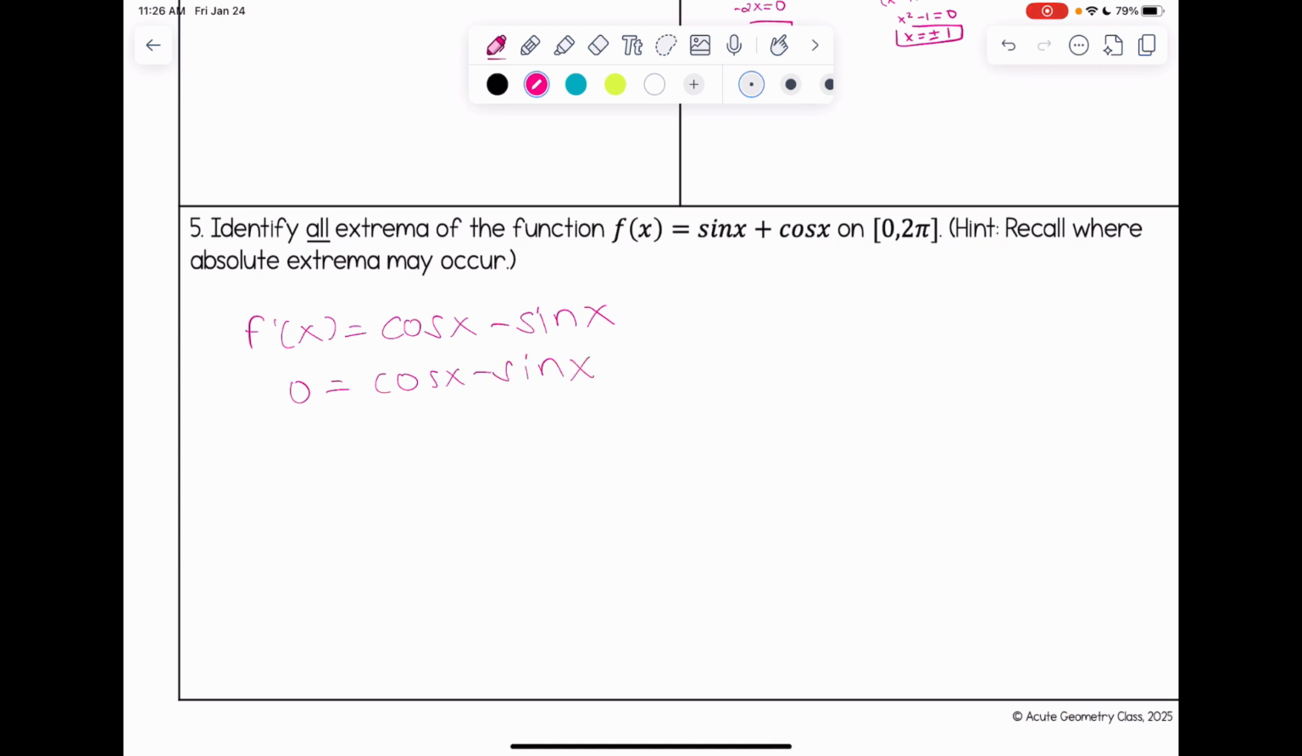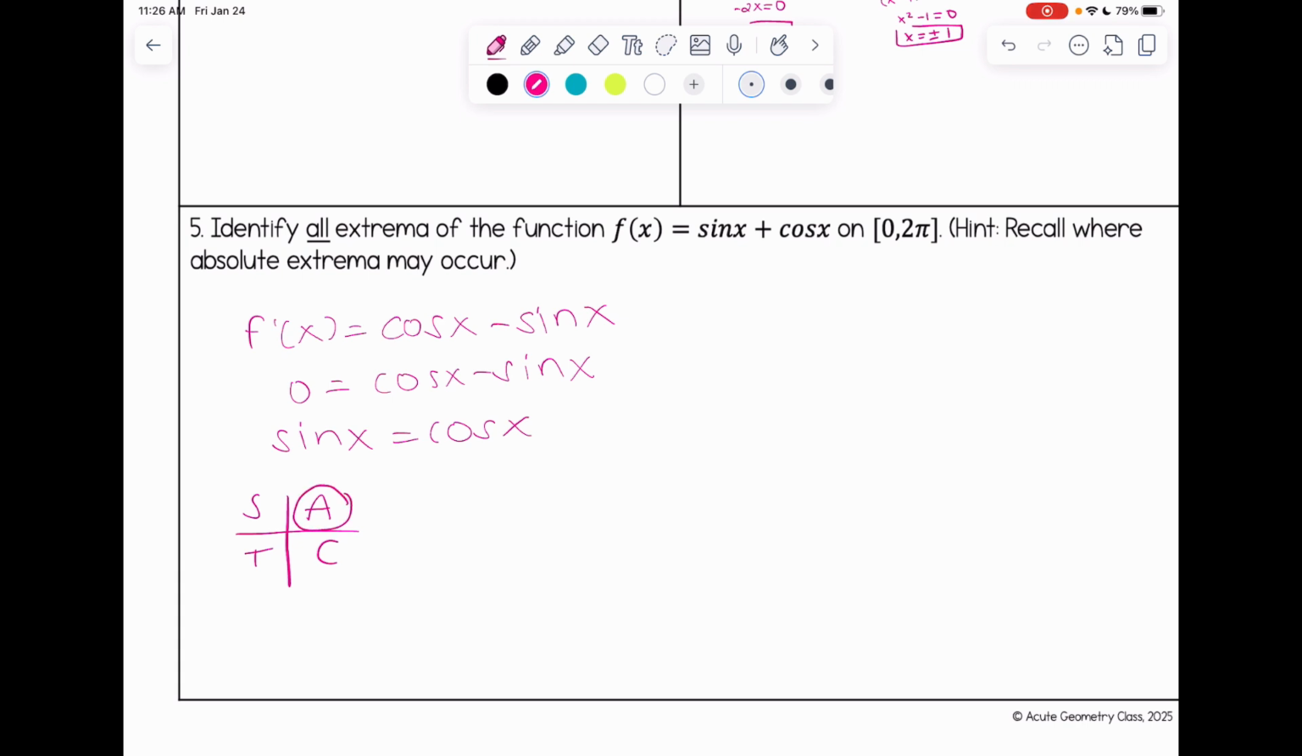Now this looks initially maybe a little difficult to solve, but if we recall some old knowledge about trigonometry, we could solve here. So I'm going to move the sine x to the other side. So we're looking for where sine of x is equal to cosine x. The first thing I'm led to do is think about All Students Take Calculus. If sine and cosine are equal, their signs must be equal.